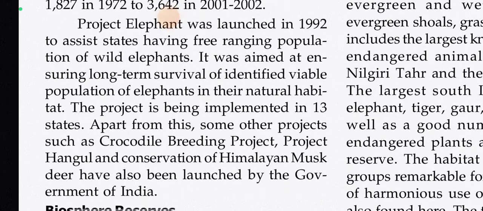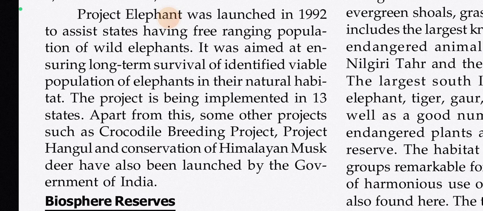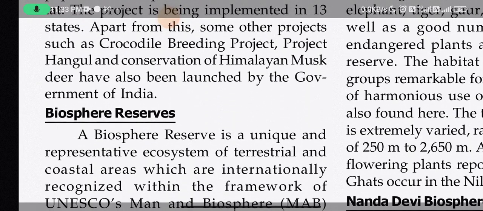Project Elephant was launched in 1992 to assist states having free-ranging population of wild elephants. It was aimed at ensuring long-term survival of identified viable population of elephants in their natural habitat. The project is being implemented in 13 states. Apart from this, some other projects such as Crocodile Breeding Project, Project Hangul and Conservation of Himalayan Musk Deer have also been launched by the Government of India.